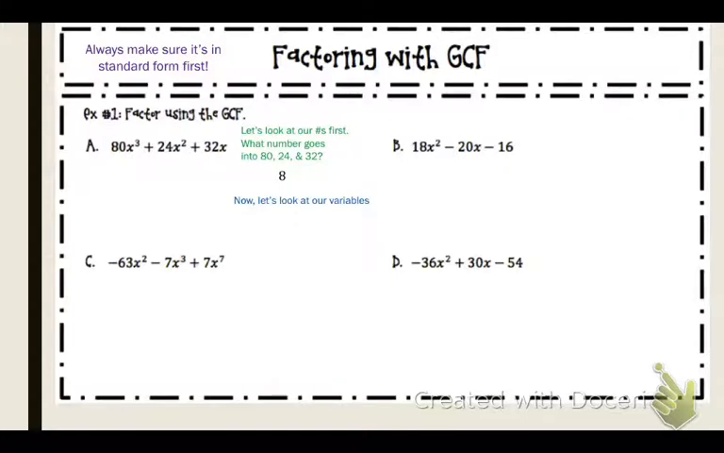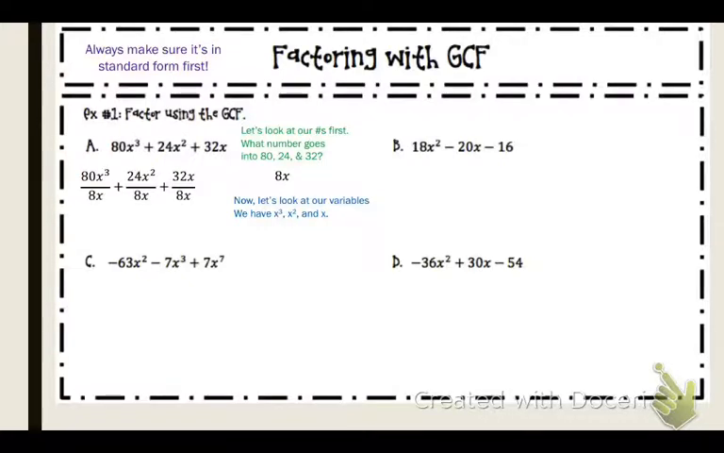Now we also need to look at our variables. We have x cubed, x squared, and x. So how many x's do we have in common? Just one. There's just one x. So that's what we're going to divide each of these terms by. That is our GCF. We're going to divide our 80x cubed, the 24x squared, and the 32x by 8x.